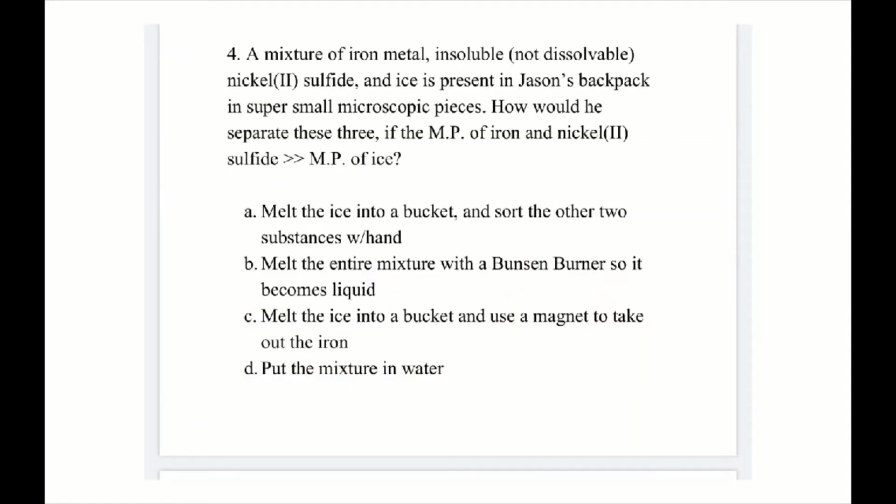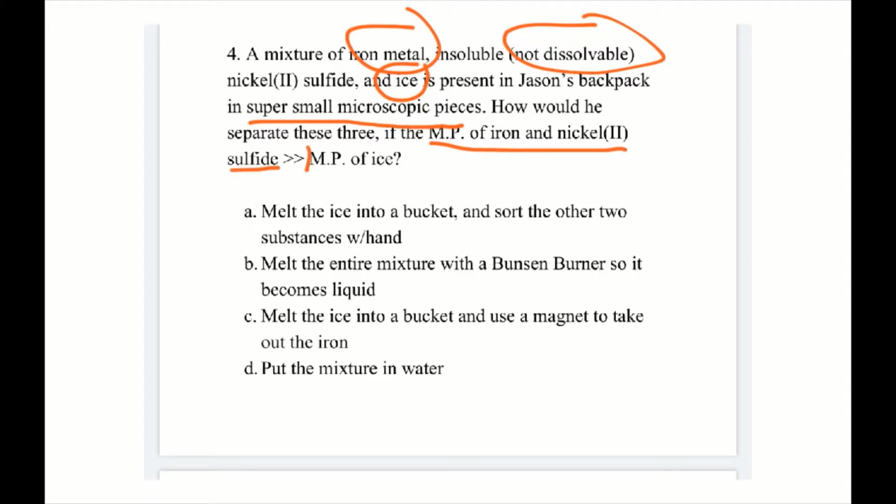Next question. A mixture of iron metal, insoluble meaning not dissolvable, nickel 2 sulfide, and ice are present in Jason's backpack in super small microscopic pieces, which just means that they're super duper tiny. So let's read on. How would he separate these 3 if the melting point of iron and nickel 2 sulfide is much greater than the melting point of ice? So how do we figure this out?